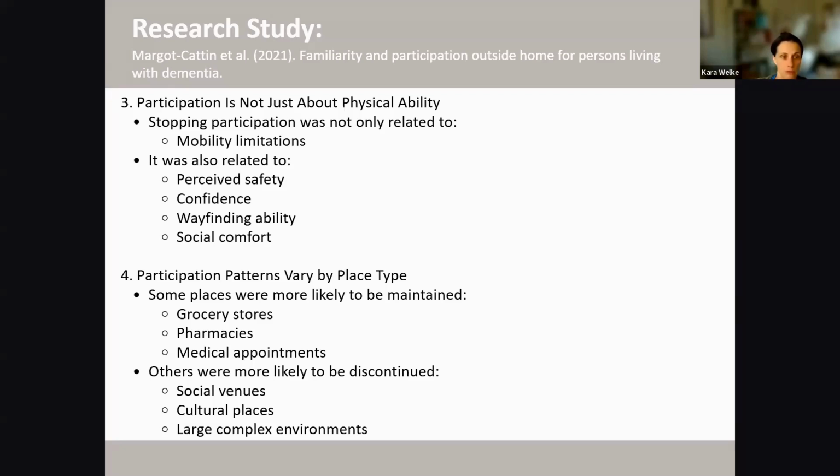They also found that participation patterns vary by place type. Some places were more likely to be maintained, again, places that they went to on a more regular basis or had to go to, such as grocery stores, pharmacies, and medical appointments. And then the others were more likely to be discontinued, such as social venues, cultural places, and large complex environments. Which again, if you think about social venues and large complex environments, and the amount of people there, that can be overwhelming, but we also don't want them to lose the social engagement when they're going out.